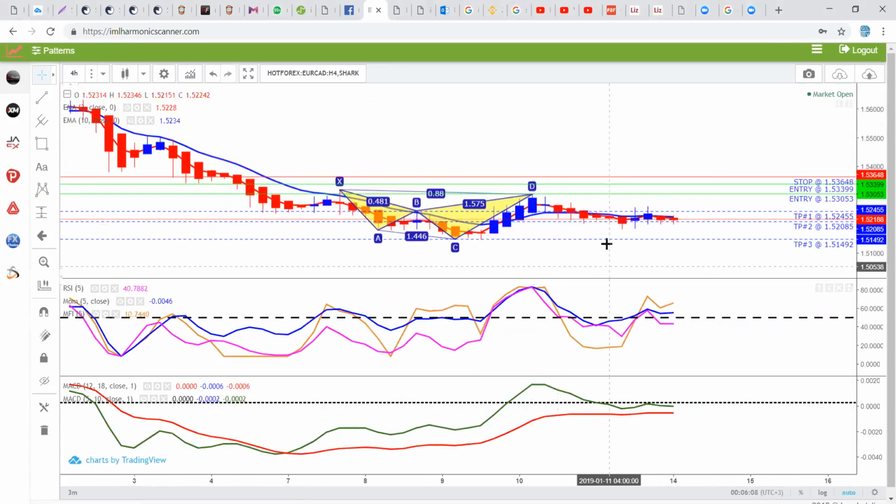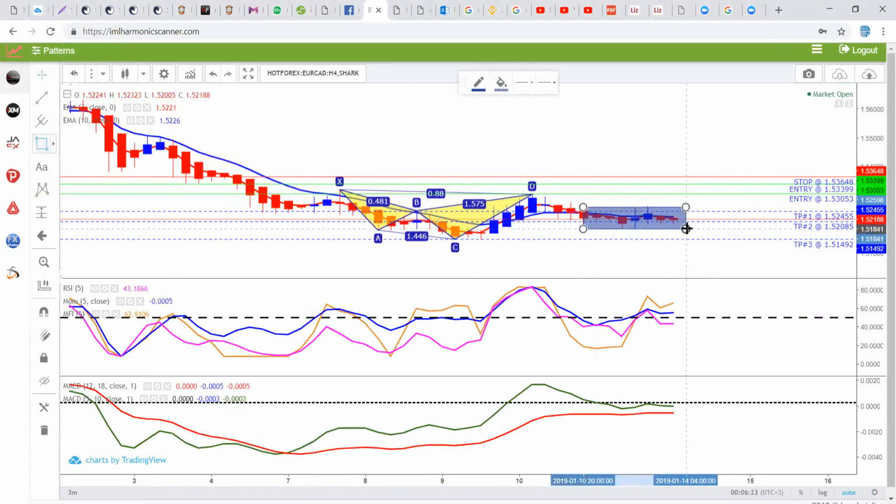Euro card. This one is still TZ. It has not decided yet. I'll just leave this one. I'm waiting for a breakout. Yeah, it has not decided yet. So I'm waiting for a breakout.